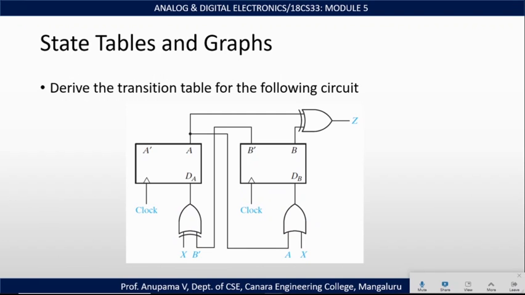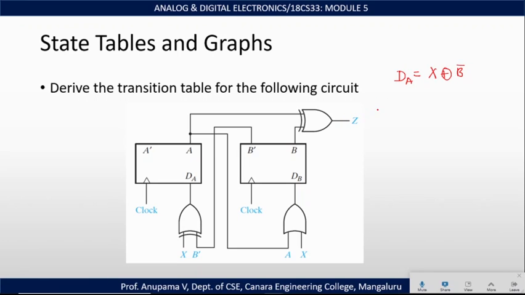So, what are the inputs here? dA and dB are the inputs. See the circuit diagram carefully. A and B are the flip-flop outputs, and the final output is Z, right? So the first step, we have to write the input equation for the flip-flop as well as the output equation. I am talking about the final output Z. So, what is the input? dA. dA is nothing but X XOR B bar, right?